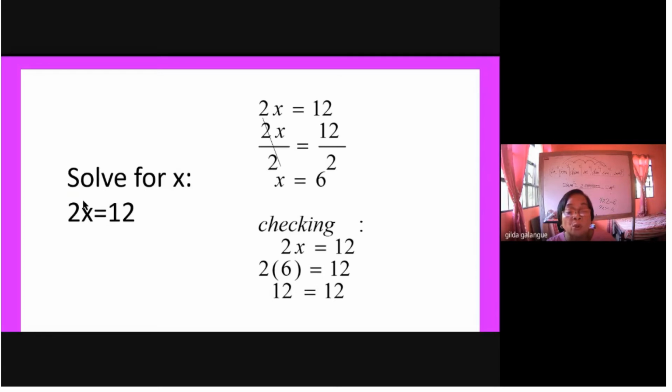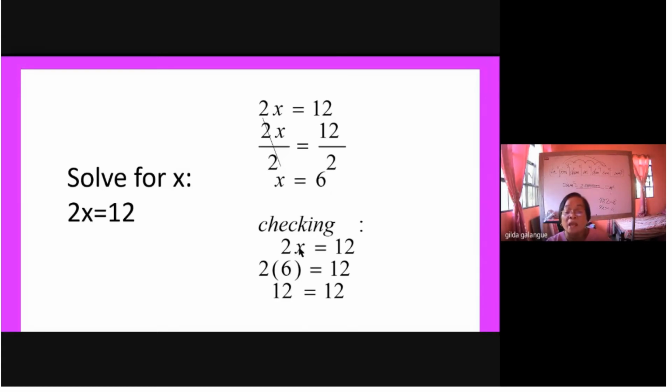2x equals 12. We need to eliminate 2 to solve for x. And how can we eliminate 2? We divide by 2 on both sides of the equation. That is division property of equality. Dividing this one by 2, 2x divided by 2 is x, and dividing 12 by 2, that is 6. So our value of x is 6.